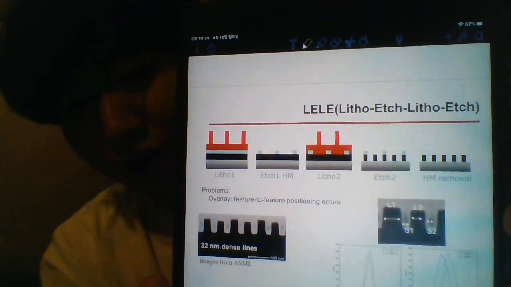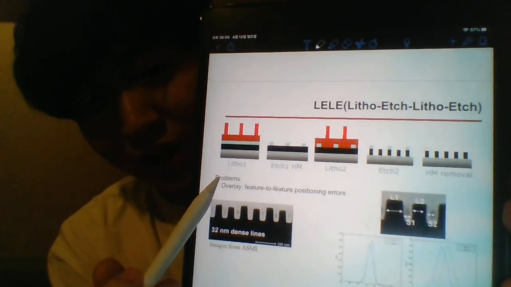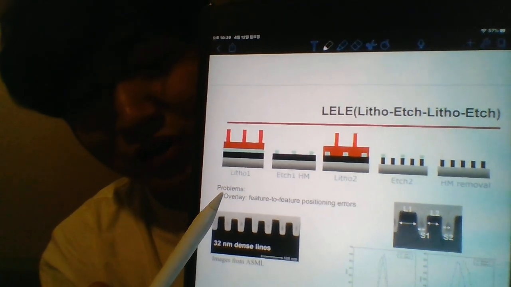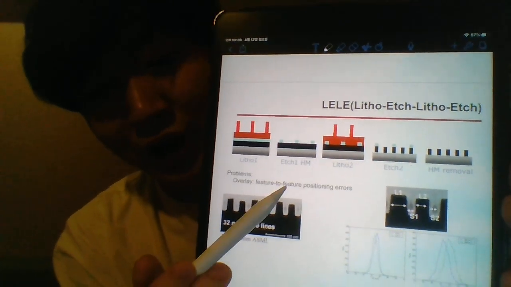The first one I'm going to tell you about is the LE approach, the litho-etch technique. I will show you a picture right here. It's really hard to draw, so I'm just going to give you a picture. It is a repetition of litho and etch techniques. Nothing special, just a very simple combination of processes.